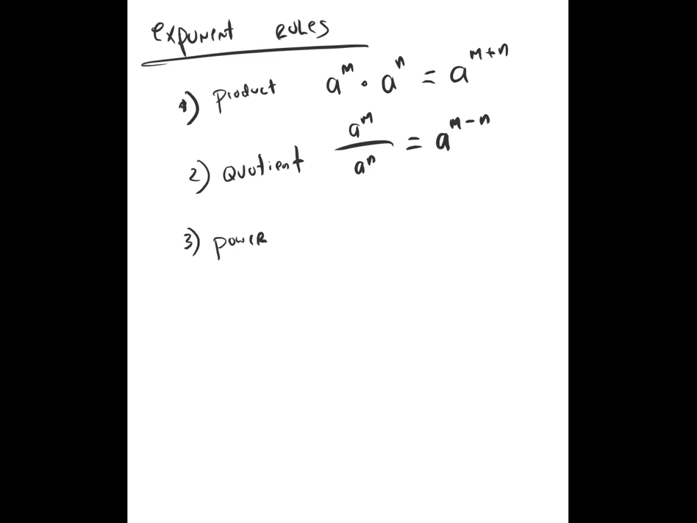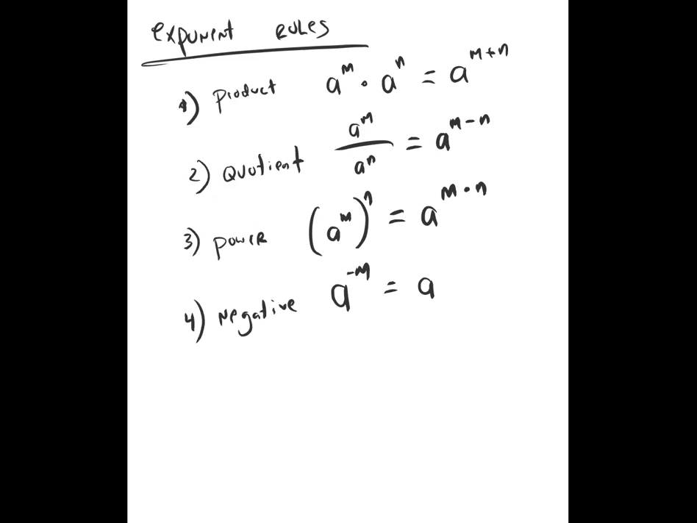The power rule tells us open parentheses, a to the power of m, close parentheses to the power of n equals a to the power of m times n. How about the negative exponent rule? So a to the power of negative m equals 1 over a to the power of m. All right, so these are some of the rules that you'll be using to simplify some of these problems on your homework.